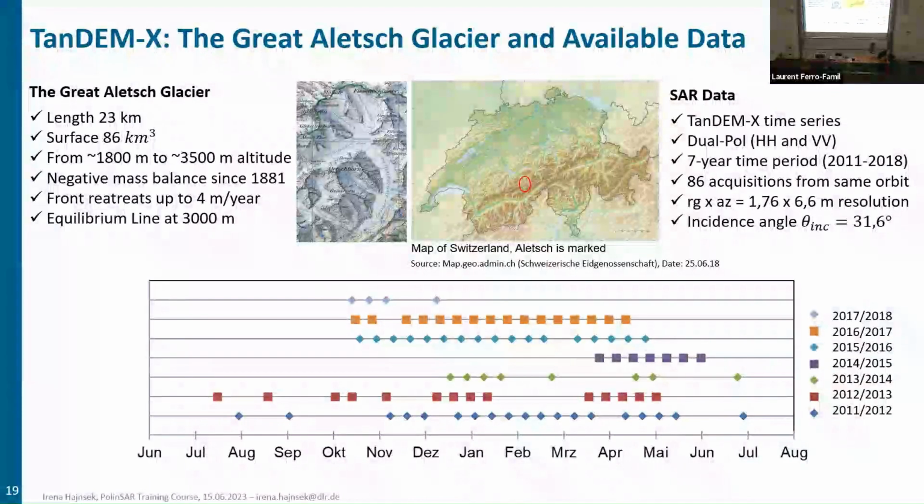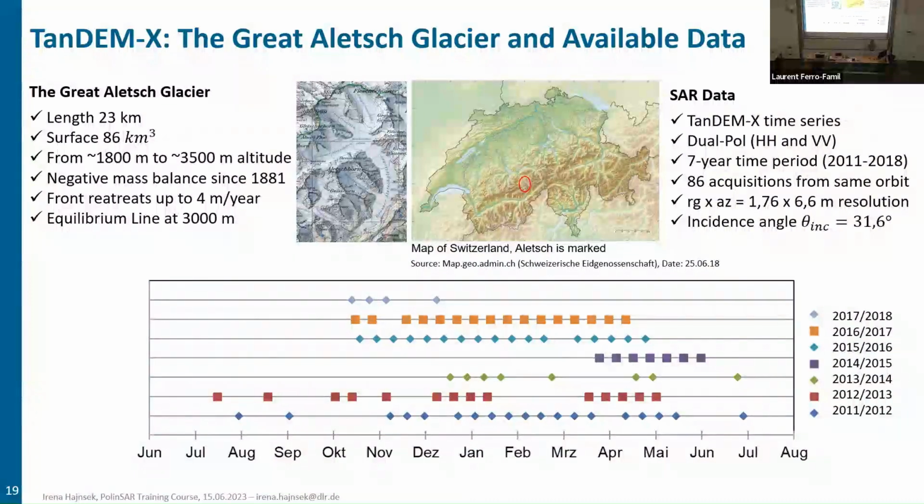Okay, I'm just switching now to the Great Aletsch Glacier, which we started with, and this is also the glacier which I'm using later on to do the exercises with you. So the shape that you see is again the shape of the glacier that we've seen before, and it's called the Great Aletsch Glacier. It's located in Switzerland and is still one of the longest and most massive ones in the Alps, with a length of 23 kilometers.